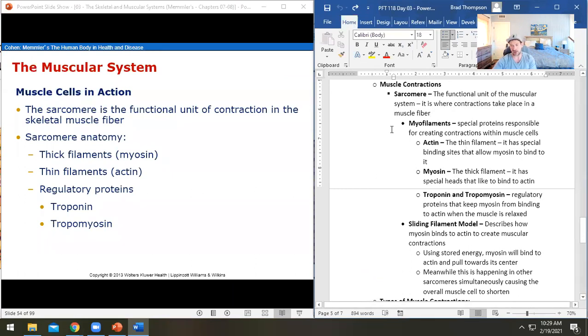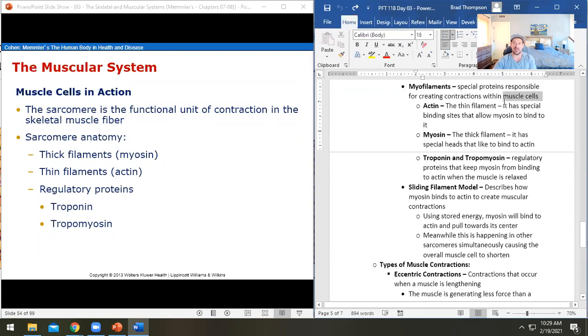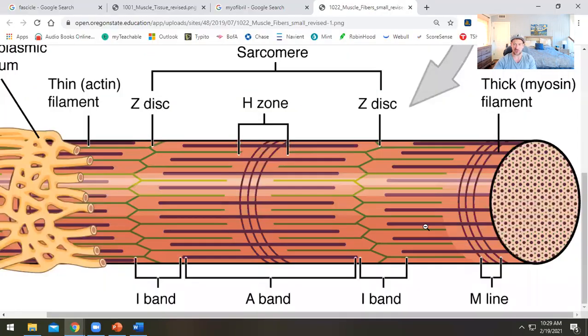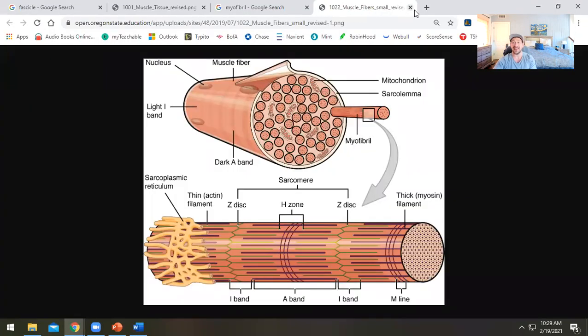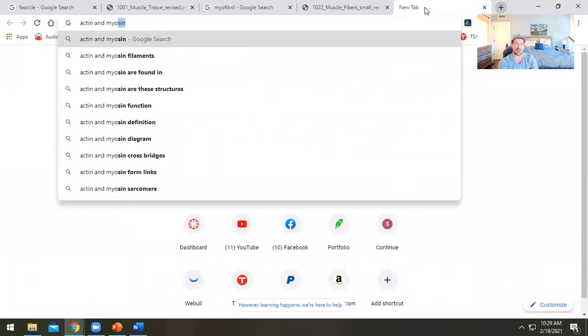Now, what are those little contractile proteins? Well, we call those myofilaments, okay? They're these special little proteins. There's the thin filament, which is called actin, and there's the thick filament, which is called myosin. Actin is this special little protein that has all these little tiny binding sites on it, okay? Think about how zoomed in we already are in this picture. Well, we got to zoom in even further, right? Let's take a look at actin and myosin.